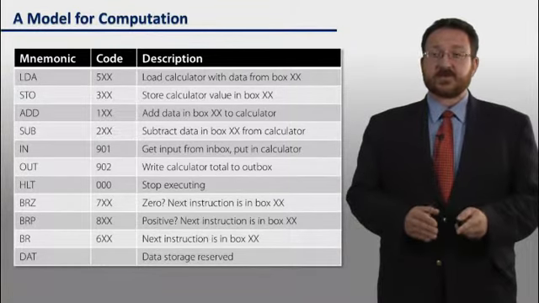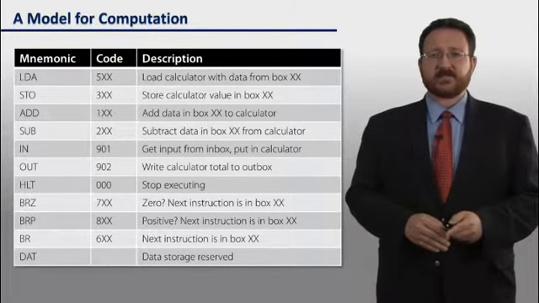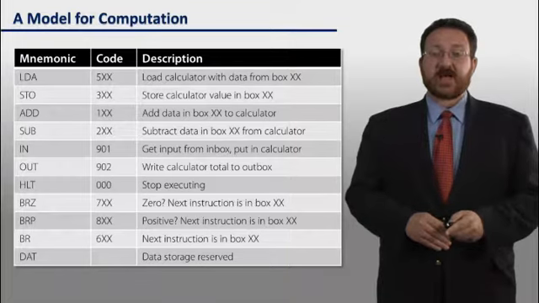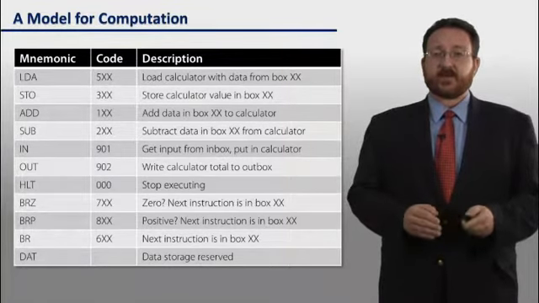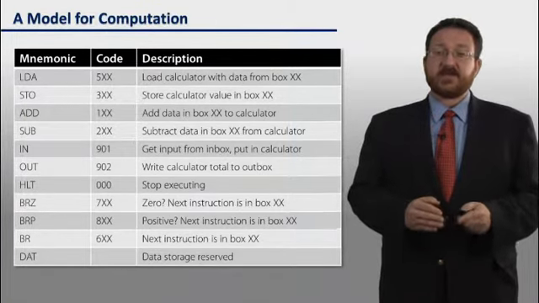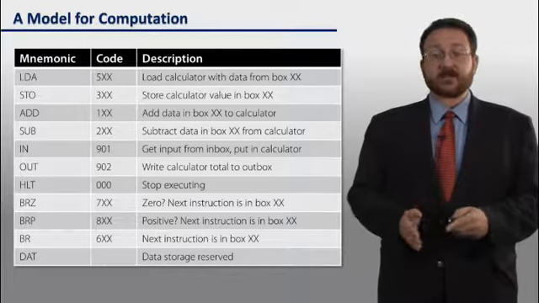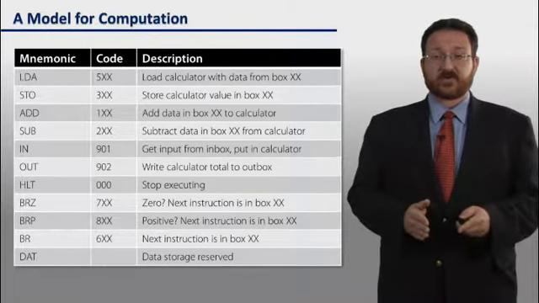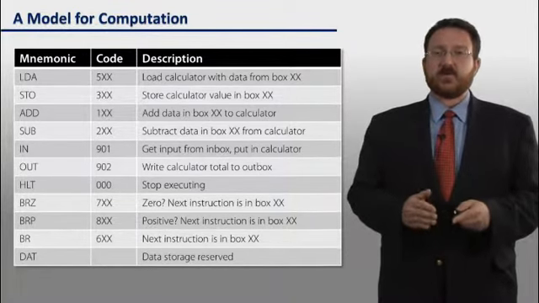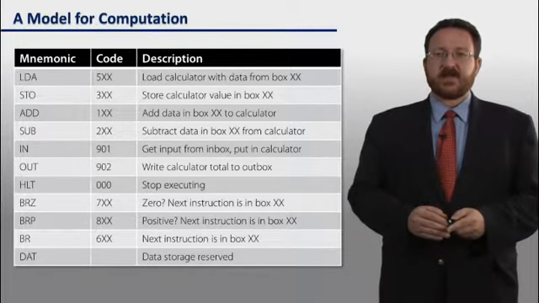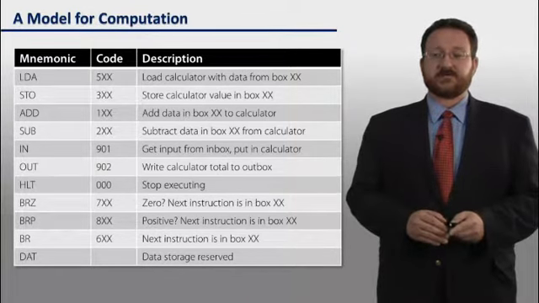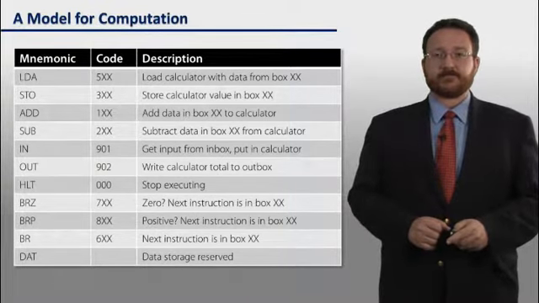There's the halt instruction that stops the little man from executing. We have branches that allow us to change what the next instruction is that we can execute. Those are branch on 0 and branch on positive, and then an unconditional branch. And these are executed by looking at the value that's currently stored in the calculator. If it's 0 or positive, we can do one thing, or we can jump unconditionally. And finally, we have the DAT mnemonic, which allows us to store particular values in memory from the beginning.